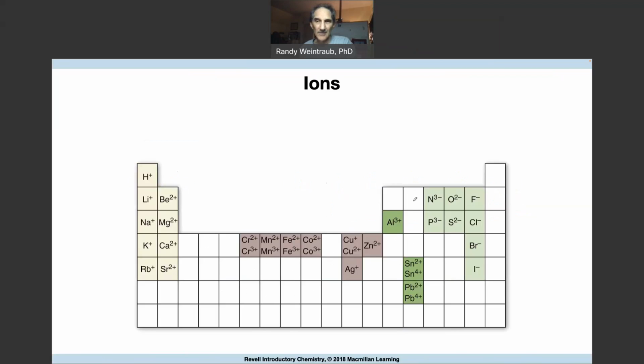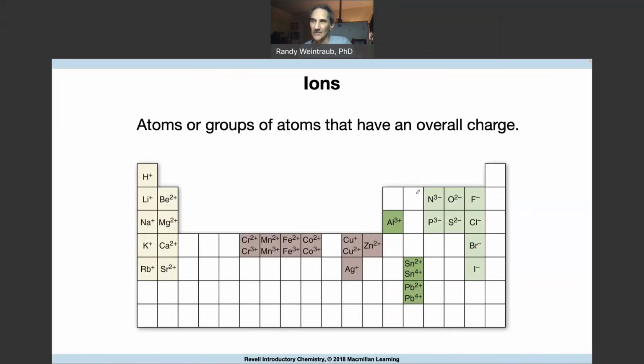Many chemical compounds are composed of ions. Recall that ions are atoms or groups of atoms that have an overall charge. And now we'll look at different types of ions and learn how to name each of these.